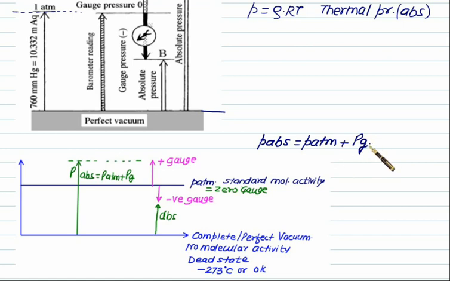Whether the gauge pressure is positive or negative depends on the molecular activity. If it is above atmospheric, you take the positive value. If it is below, it is taken as a negative value. When the gauge pressure is negative, it is called suction.